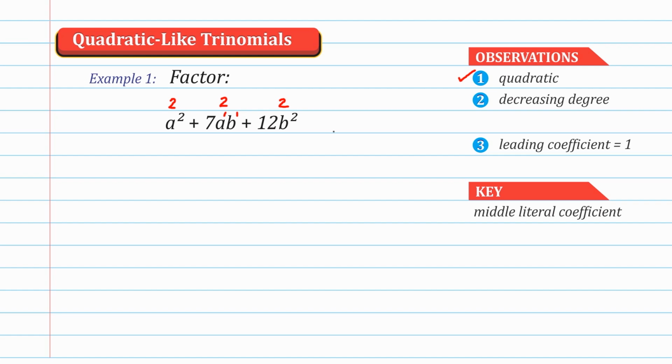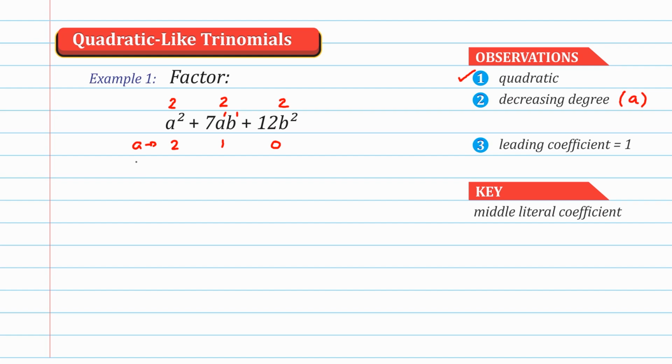Now, second, does it have a decreasing degree? Notice, this is 2, 2, and 2. The degree is no longer decreasing. It's actually constant all throughout. It's 2. However, we can look at variable a only. If you look at variable a squared, the degree here is 2. A to the 1, the degree here is 1. There's no variable a here. Therefore, the degree is 0. So, we can actually say it has a decreasing degree, at least for variable a.